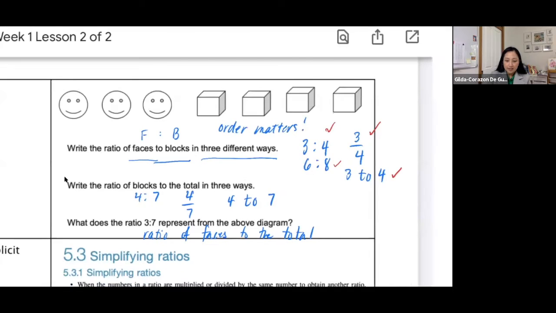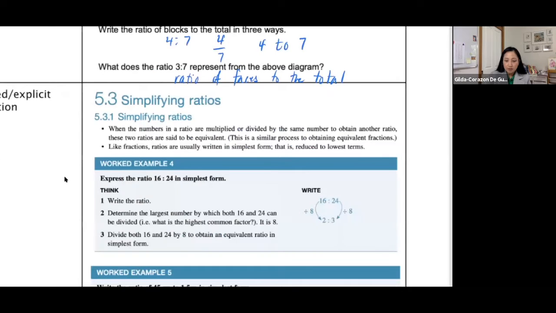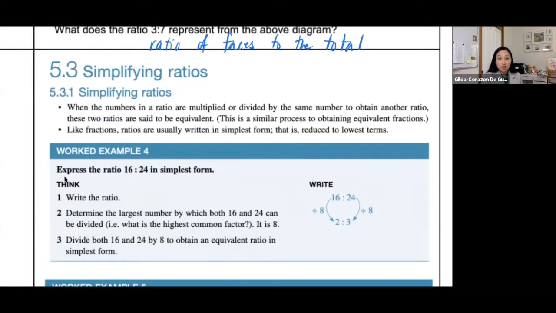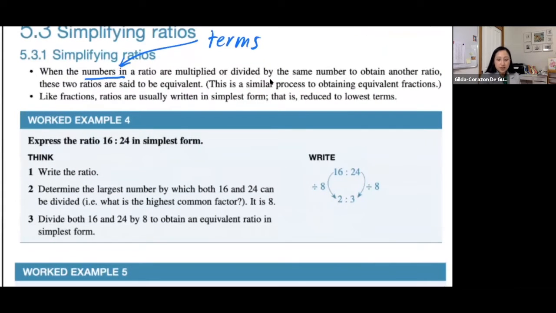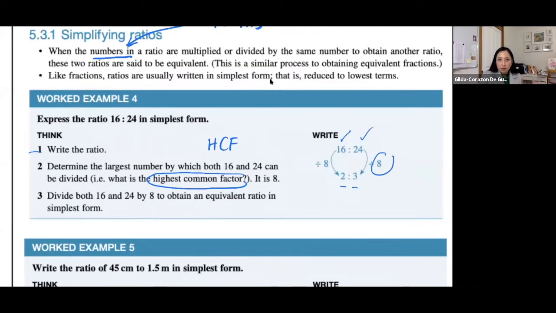All right, next. So we said we can simplify fractions, and therefore we can simplify ratios. Express the ratio 16 to 24 in simplest form. So the first thing we do, we write out the ratio, right? So you write 16 to 24. Now, the second step would be for you to determine the largest number by which both 16 and 24 can be divided. What do we call that? We call that the highest common factor, right? So 16 to 24 is simplified to 2 to 3, right?